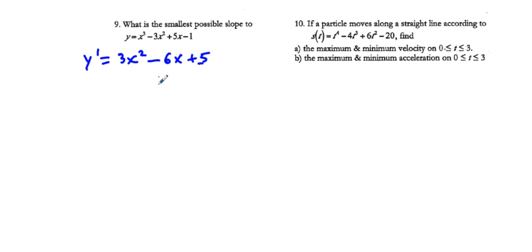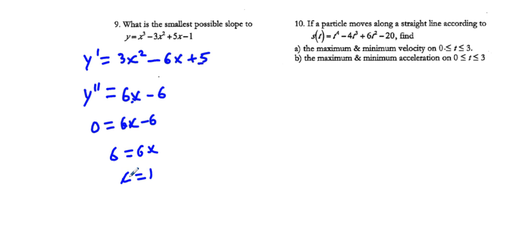And to do that, we're going to take y double prime, which is equal to 6x minus 6. For the smallest possible slope, 0 equals 6x minus 6, so x equals 1. That's an inflection point.